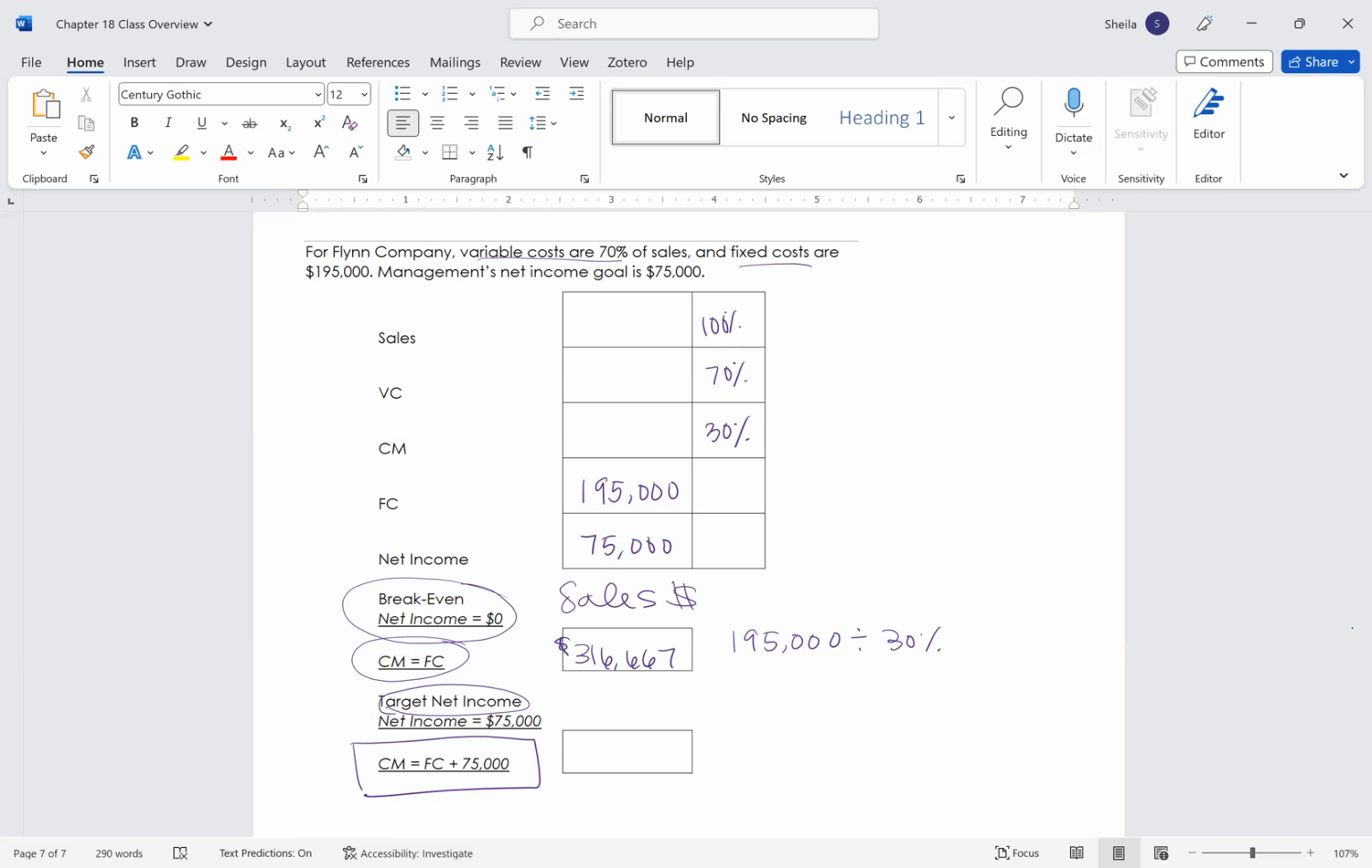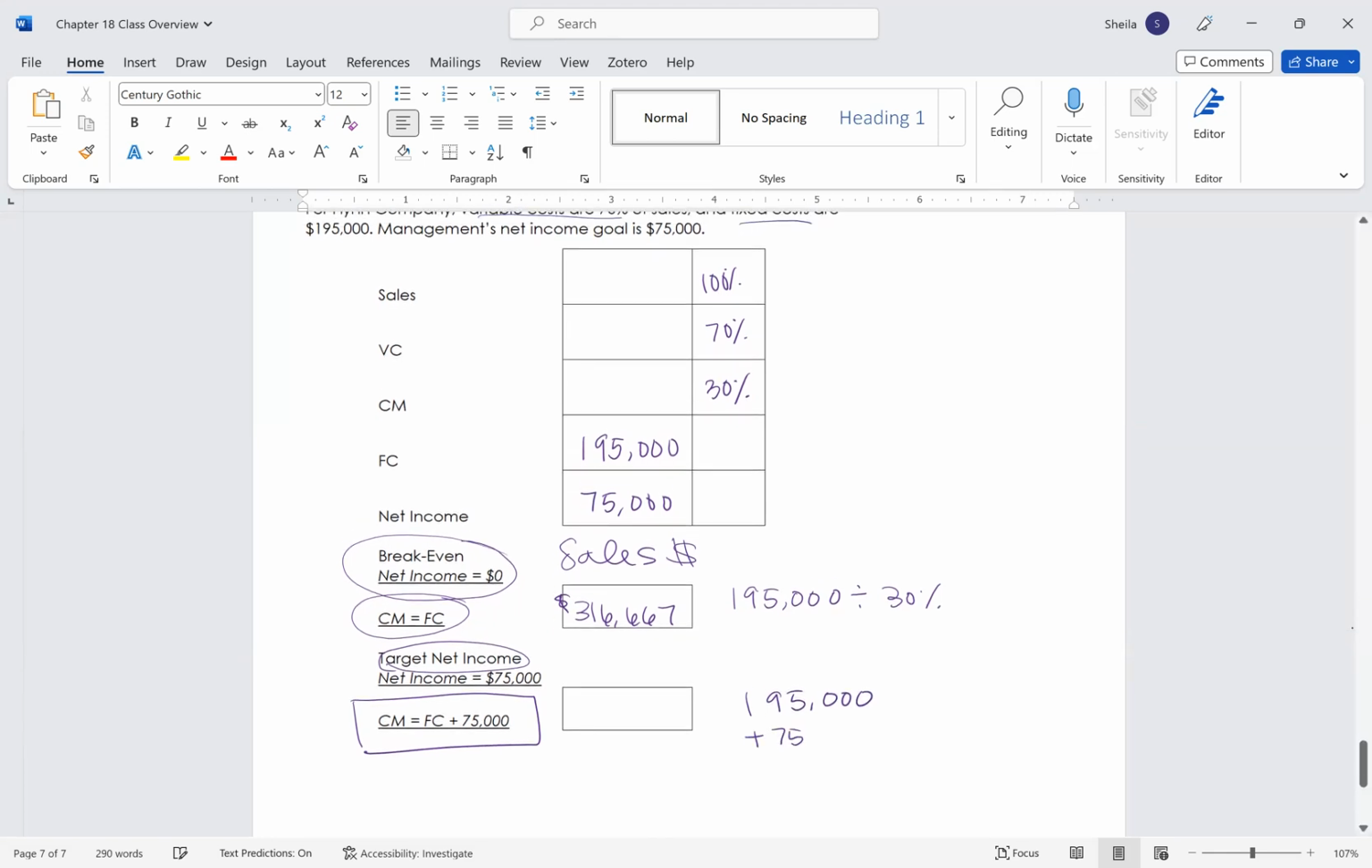Okay. But in order to cover 75,000 of net income, not only do I have to cover my fixed cost, I need to cover that 75,000 I want to make. So really what I'm trying to cover is a total of 270,000. Again, fixed cost plus 75,000. Take that divided by my same 30%, and that will give me 900,000. Okay. Now, this scenario here already took into account the 75,000 of net income.